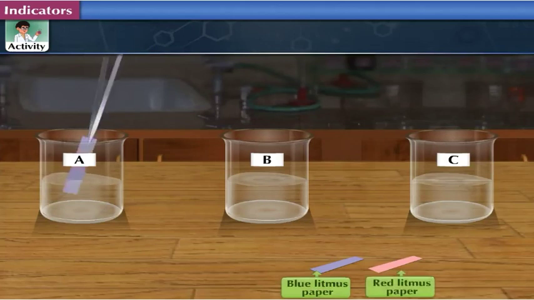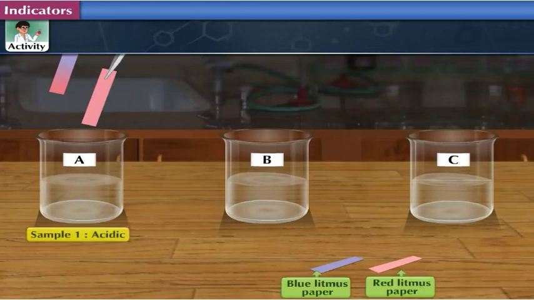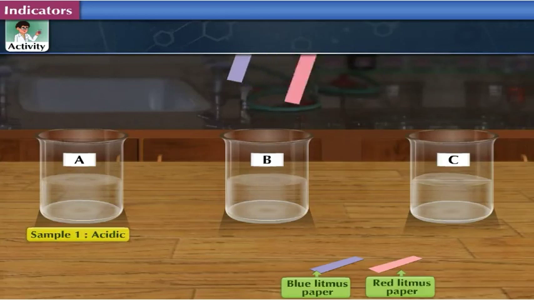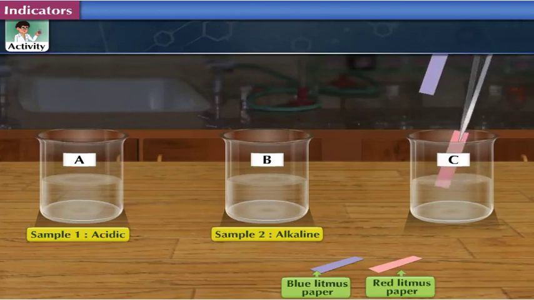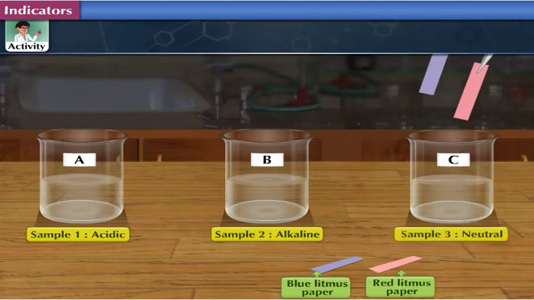In the first case, blue litmus paper turns red, while red litmus paper does not show any change. This shows that the first soil sample is acidic. In the second case, blue litmus paper does not show any change, while red litmus paper turns blue. This shows that the second soil sample is alkaline. In the third beaker, both litmus papers do not show any change, which shows that the third soil sample is neutral. Come, let us study about the properties and uses of acids.